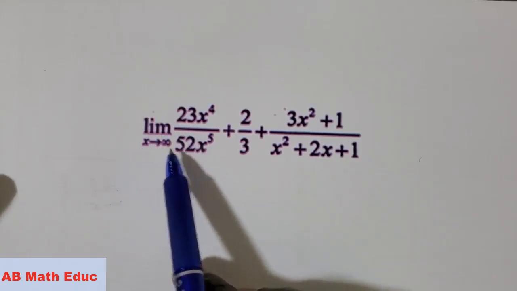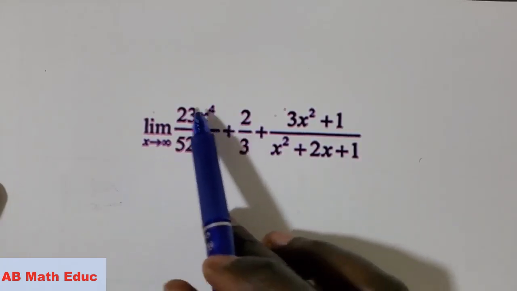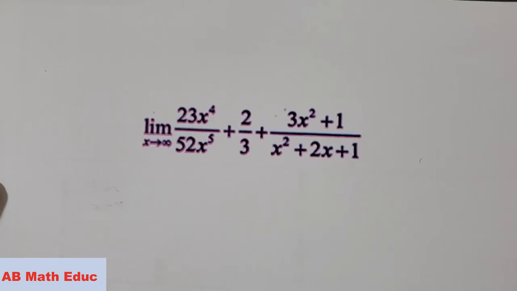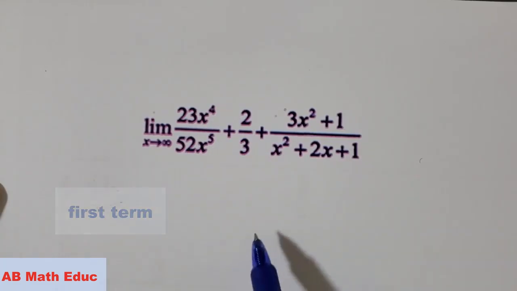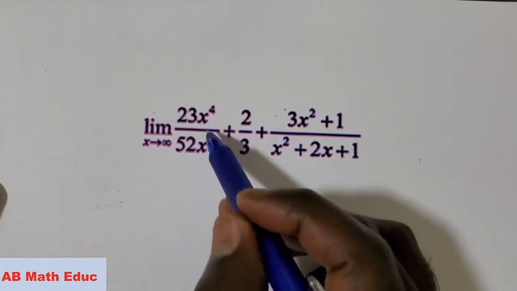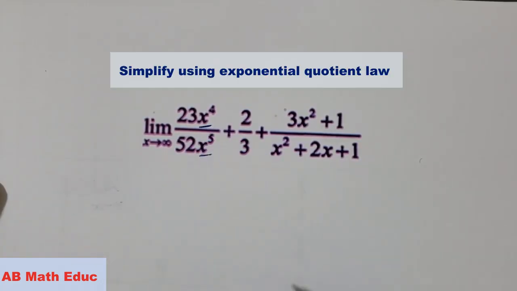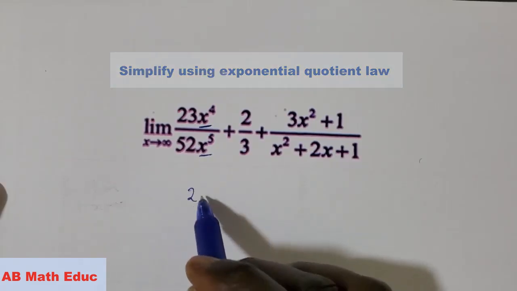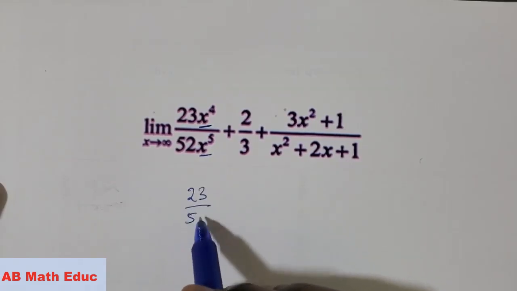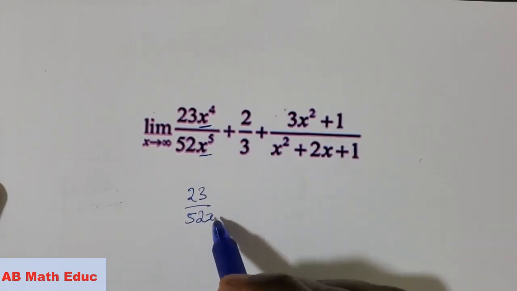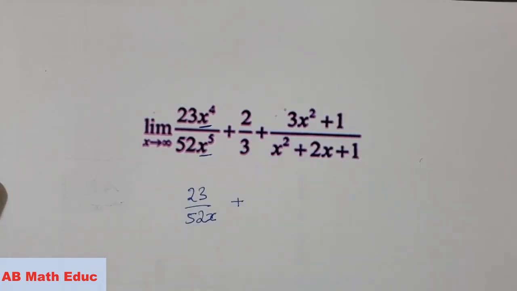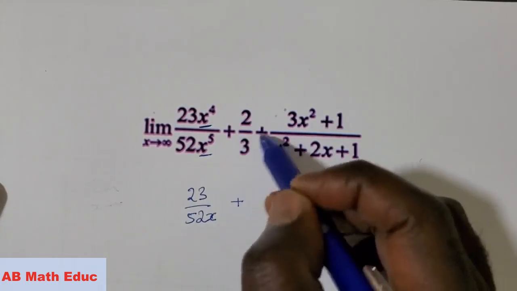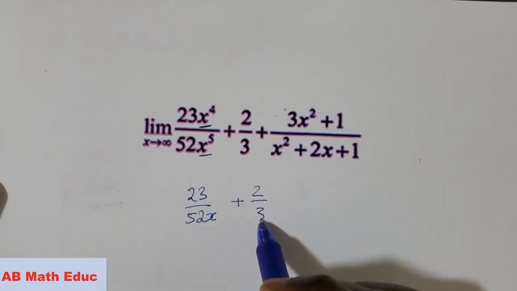We have been asked to find the limit as x approaches infinity for this expression. We're going to look at it individually. So for the first expression, if we simplify the variable, we will get 23 over 52x here. But when we cancel out, only one x will be left here. And then we have the limit as it approaches, with a constant. There's a constant. Nothing will happen. Let's leave it like that.